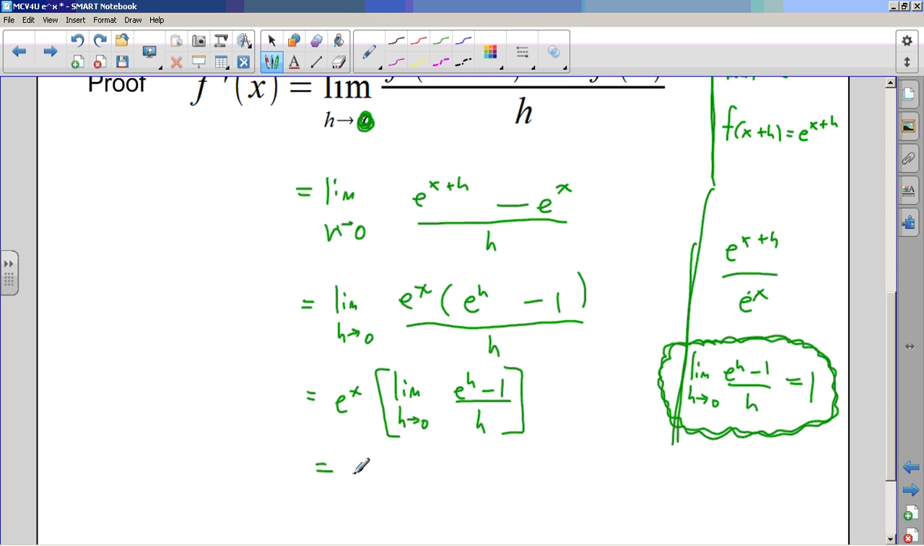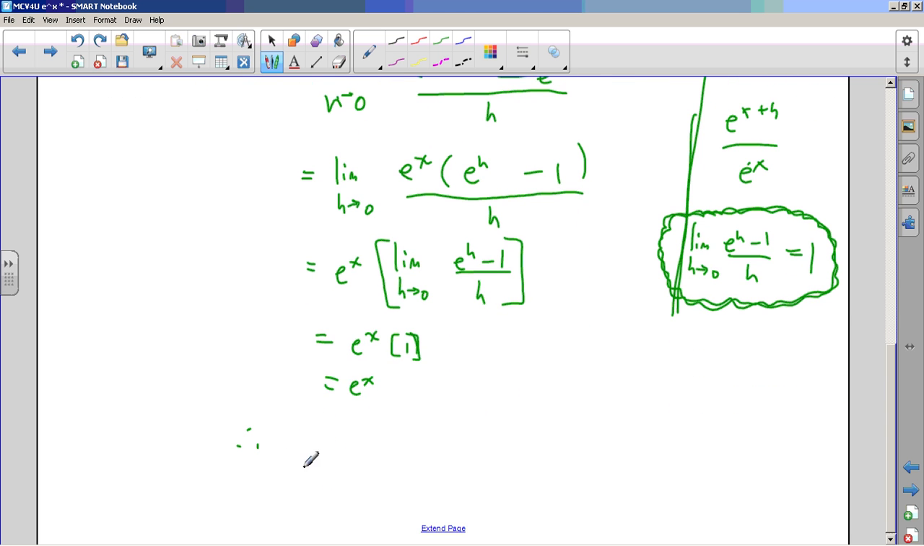So this thing is 1, and then I get my derivative just like I expected. Therefore, f prime at x is equal to e to the x. Of course, the whole argument is based on that fact, and that's going to be taken up in another video. So once we know that fact for sure, we can use it.